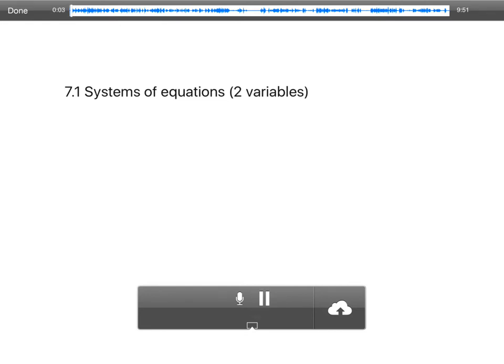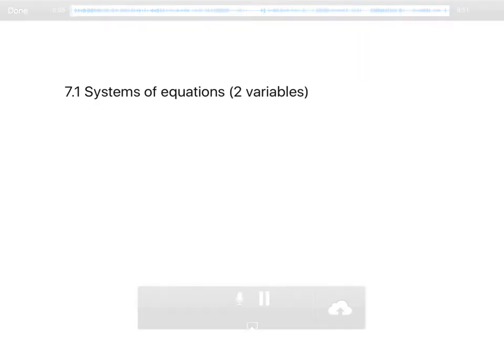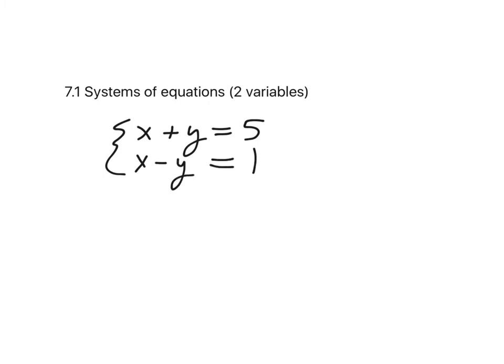Okay, so Unit 4 is going to be mostly over solving systems of equations. We're going to first start with systems of equations of two variables. First off, a system of equations is denoted by the little squiggly bracket over there on the left, and basically it ties these two equations together.